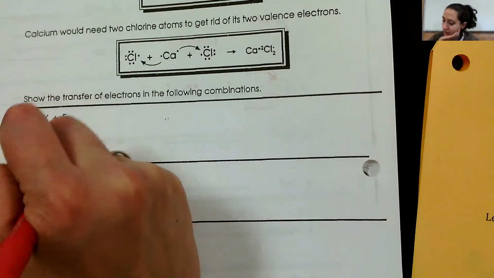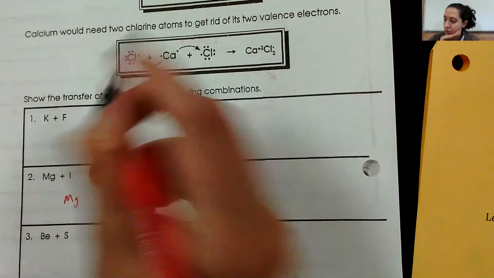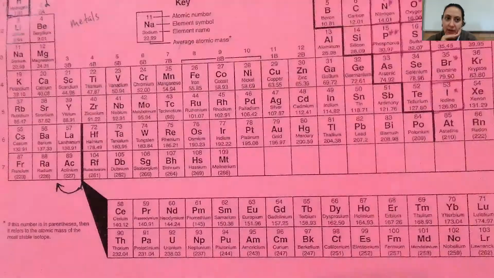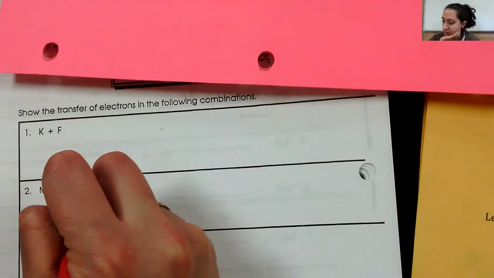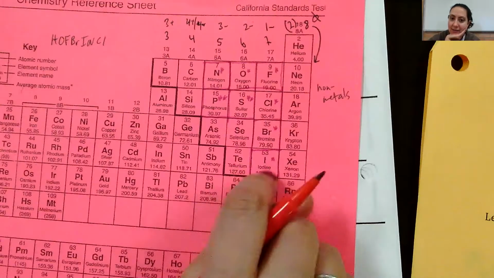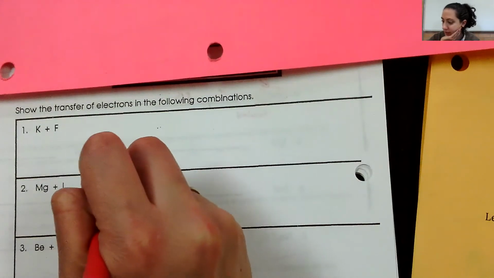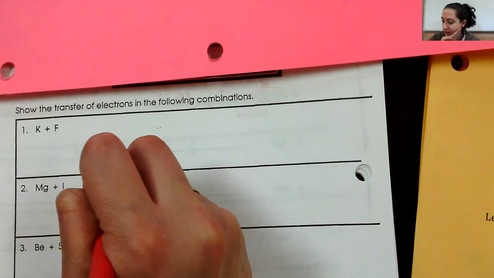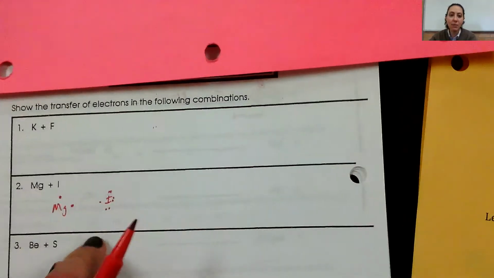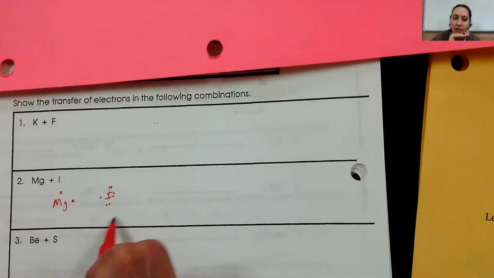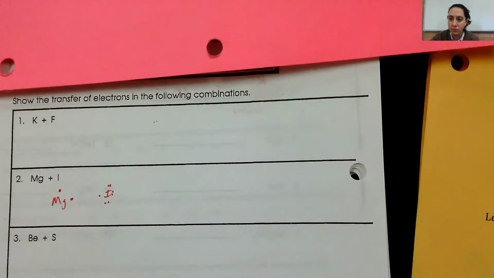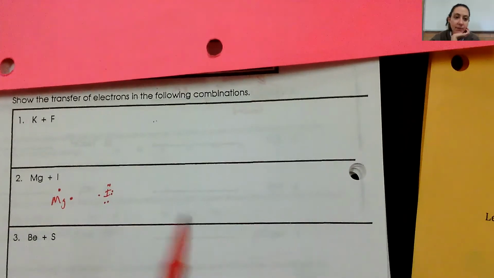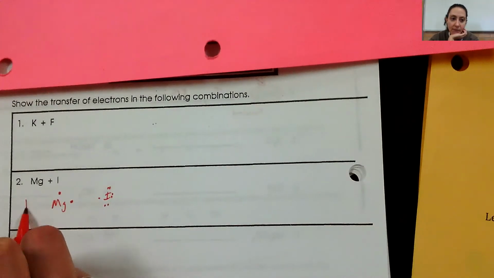So magnesium, let's start by drawing out the Lewis structure. Magnesium has 2 valence electrons. Iodine has, it's here, so 7. So 1, 2, 3, 4, 5, 6, 7. And if you remember, you have to draw 1 on each of the 4 sides before you can start pairing them off. That's one of the rules.